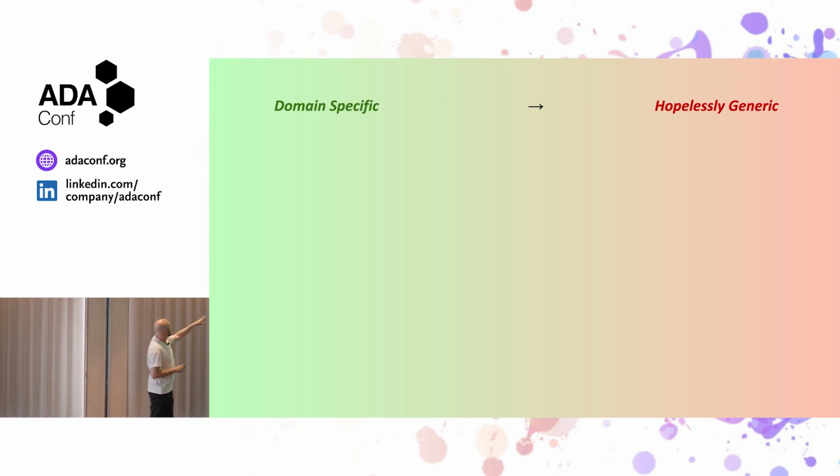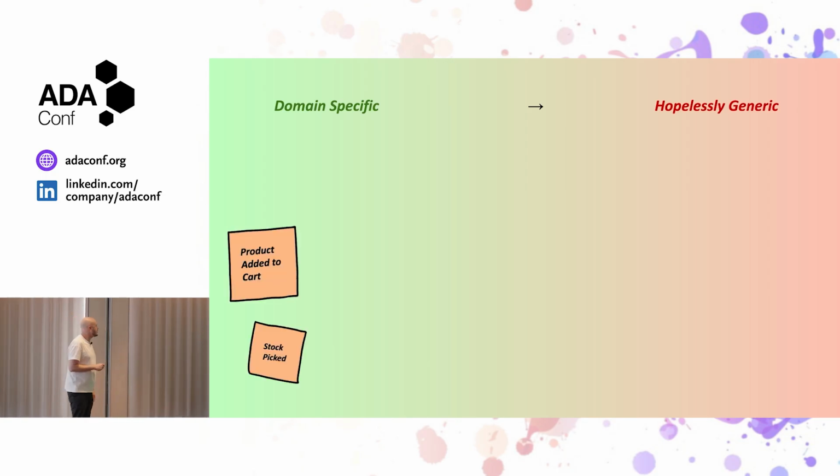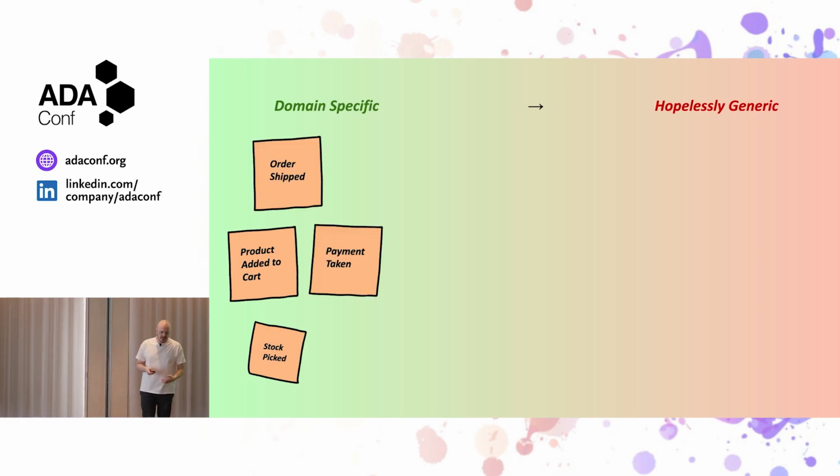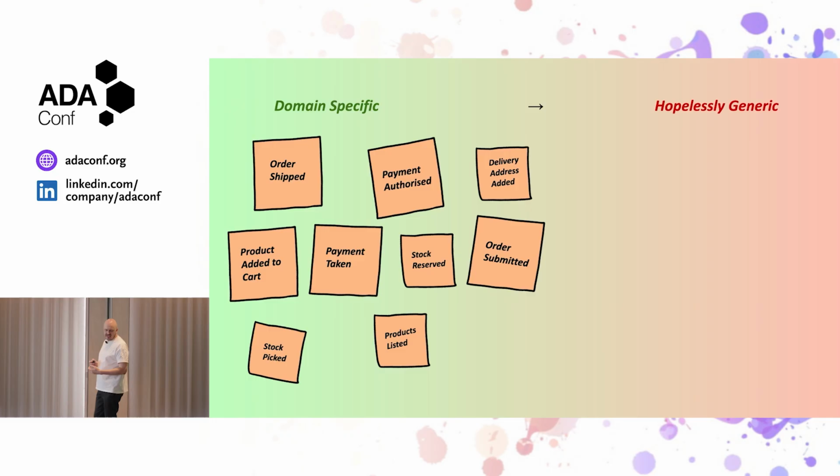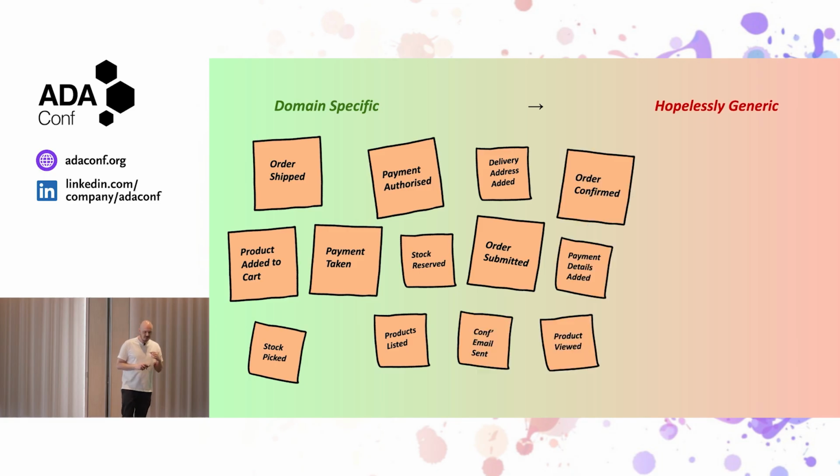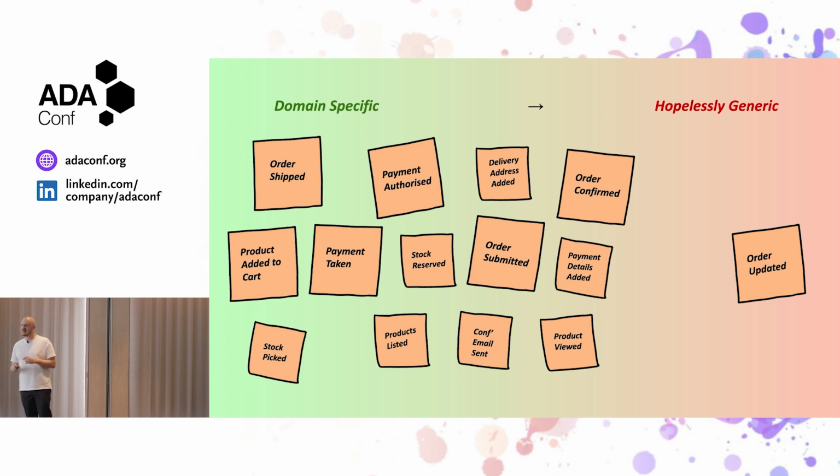Anyway, what we've got there is a gradient of domain-specific over to hopelessly generic. So if we start plotting out some of our verbs, we've got added to cart, stock picked. They sound all right. They sound very e-commerce-y. They look pretty good, but then we're going to add a few more, reserved, listed. Well, there's a few domains they could pop up in, but it's not too bad. Added, viewed, yeah, they're getting pretty generic. But over here, if my heading was in the right place, would tell you is hopelessly generic, is order updated.